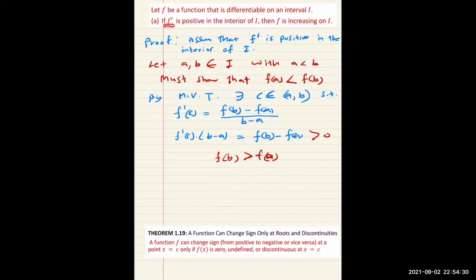That means if f prime is positive in the interior of I, then f is increasing on I. So that completes the proof of part A, and I will leave the proofs of the other two parts as an exercise for you.